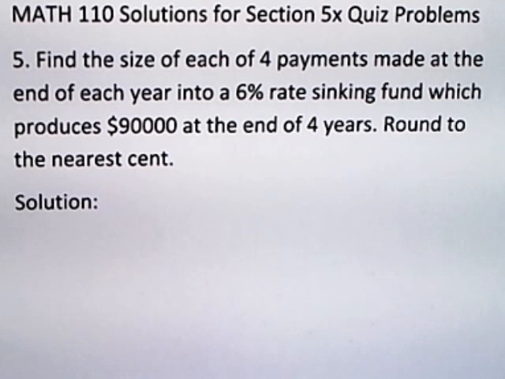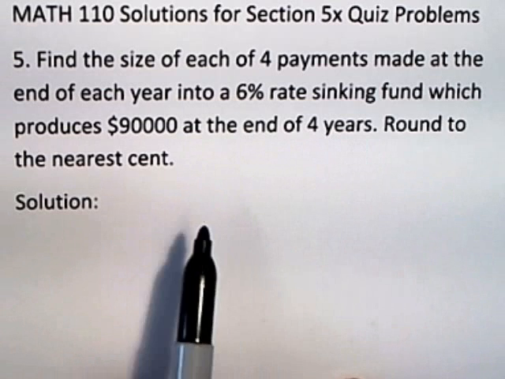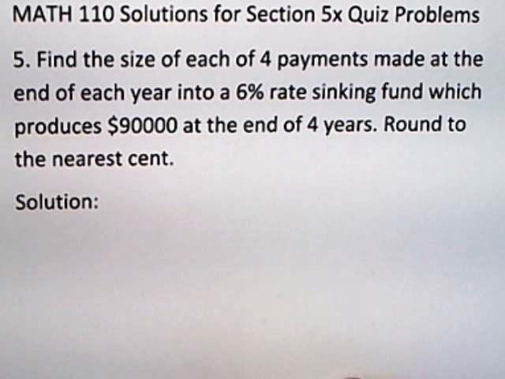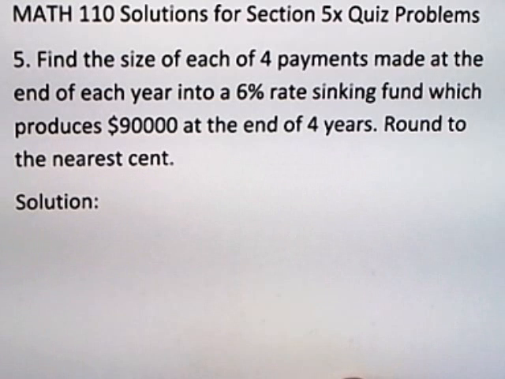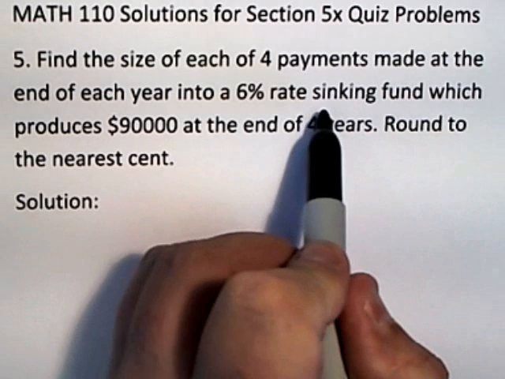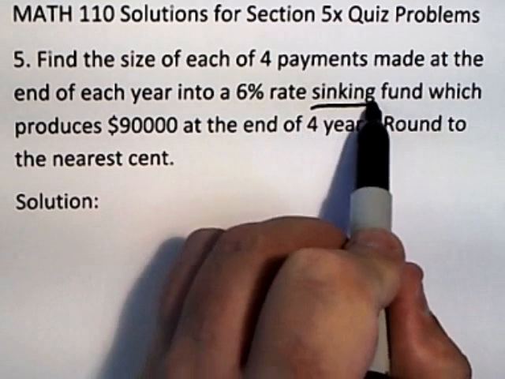This is problem number 5 on the section 5X quiz. It says find the size of each of 4 payments made at the end of each year into a 6% rate sinking fund which produces $90,000 at the end of 4 years, round to the nearest cent. First of all, you've got to decide what this problem is asking for, and the first thing you want to look at is that it's a sinking fund.